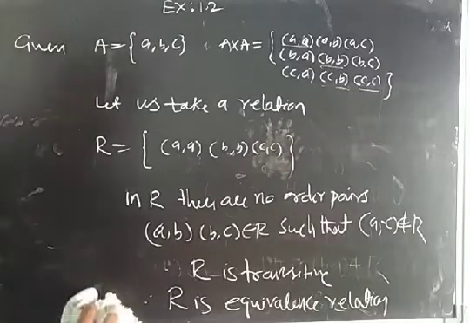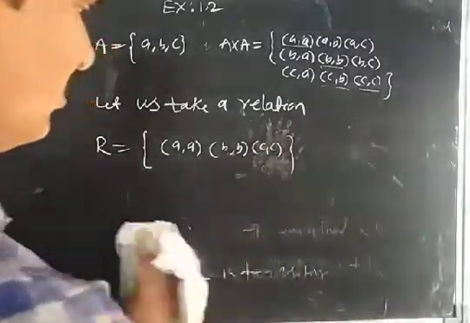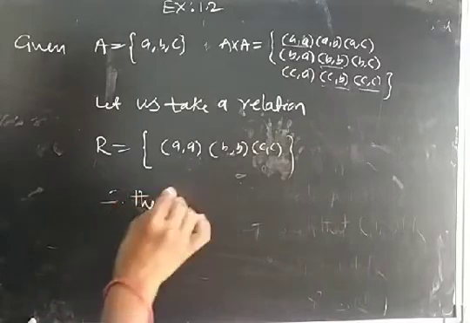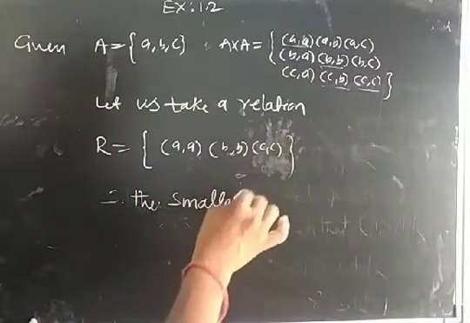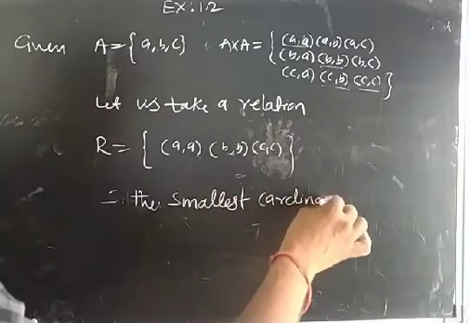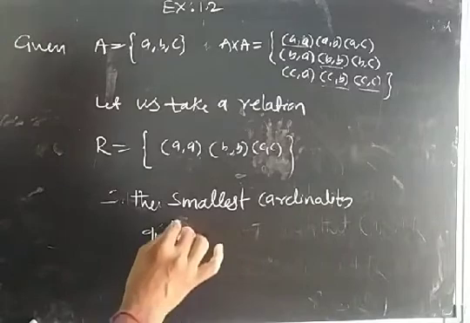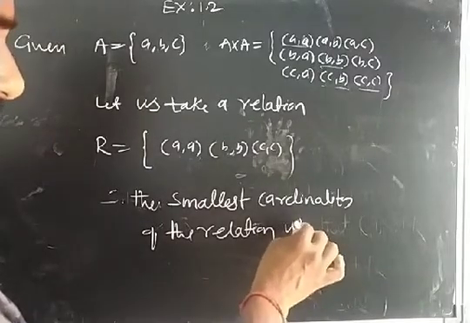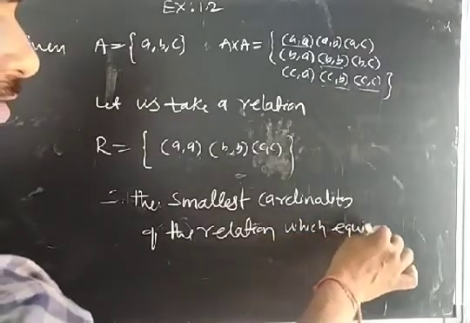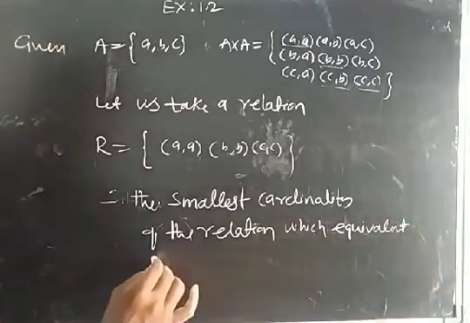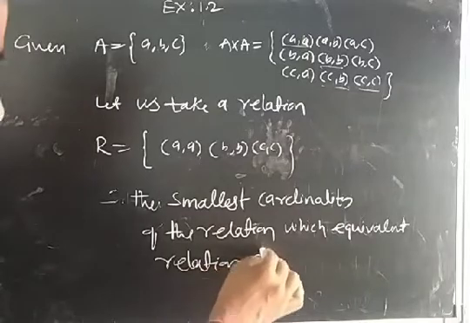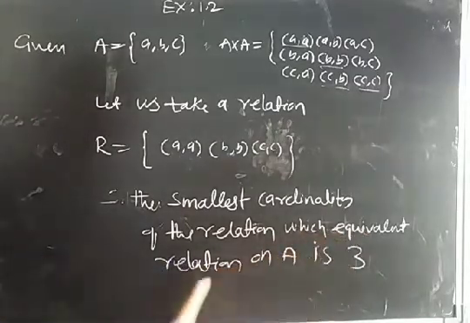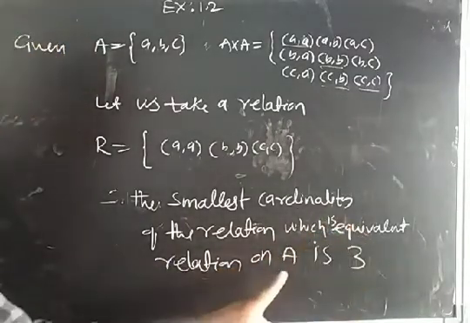Cardinality of R is 3 here. Therefore, the smallest cardinality of the relation which is an equivalence relation on A is 3.